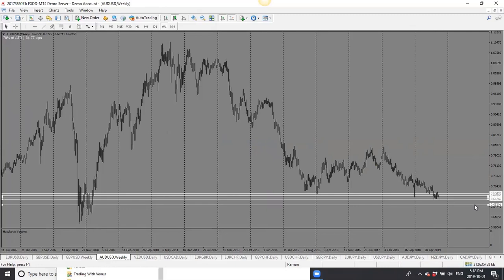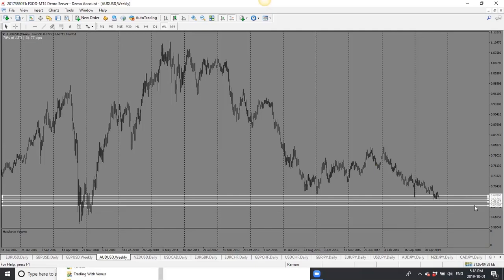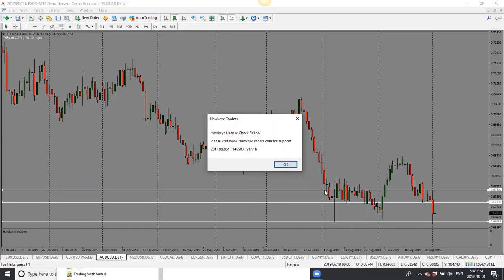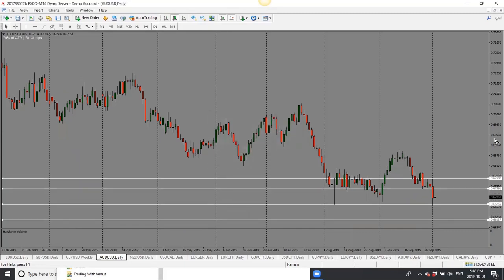So bias is to the downside, but just be careful here, because now we're getting into levels that we haven't seen for a number of years. So there could be some strong support there, so watch out for that. But bias is to the downside. Once we see price drop through the support level, we could see it drop further.